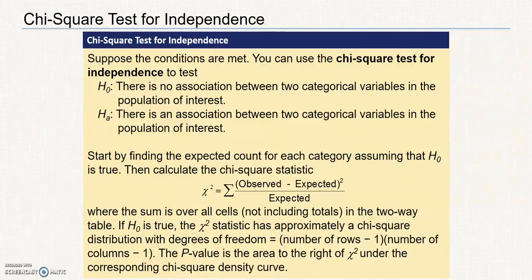Okay, so we just have a box here that sums up everything for the chi-square test for independence, which is in your note packet.